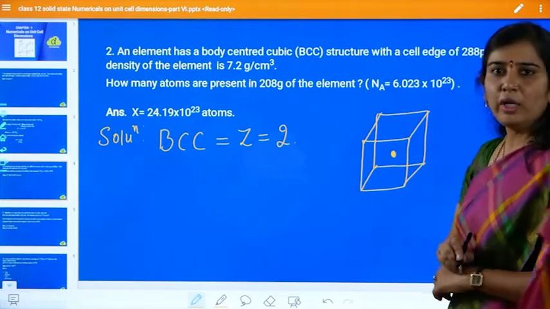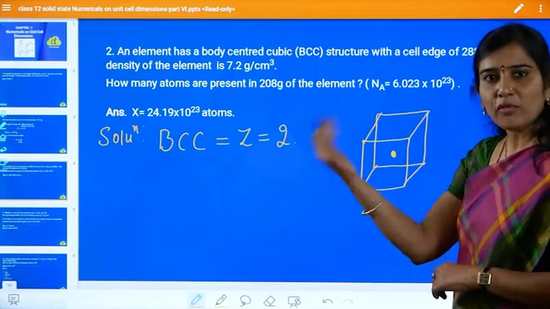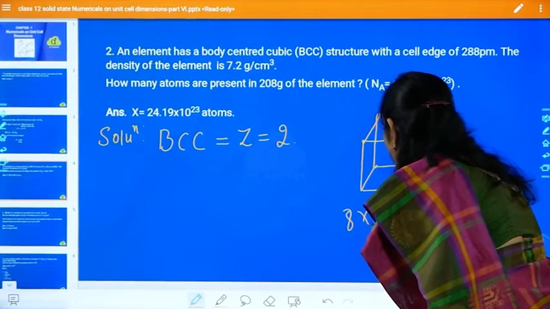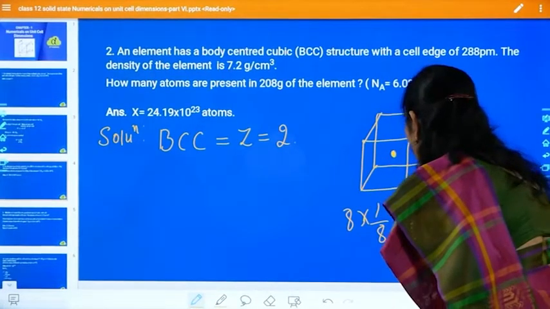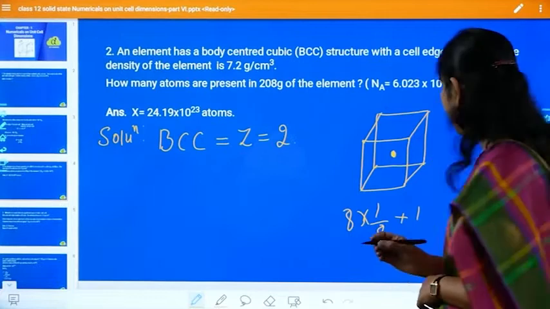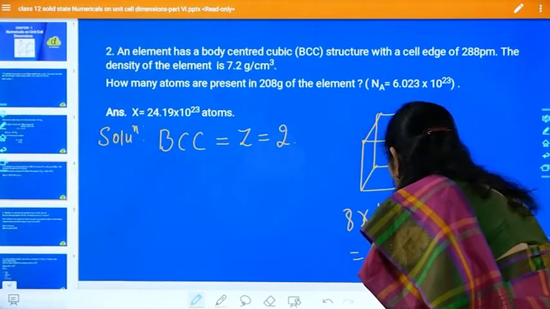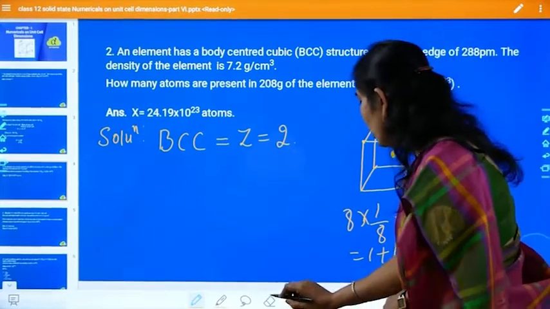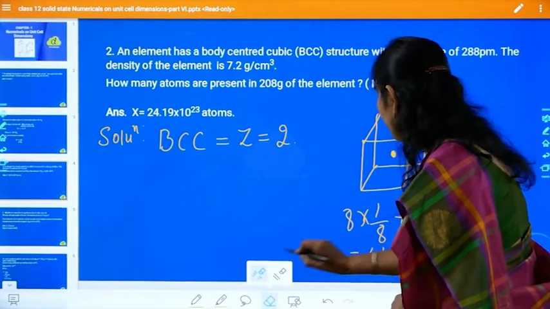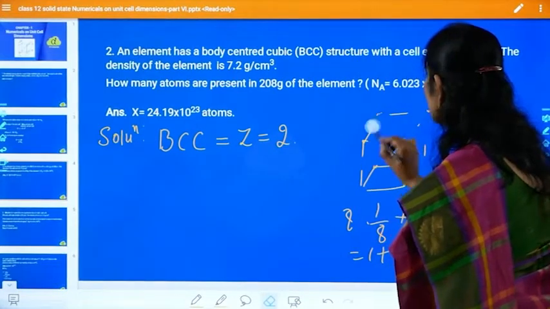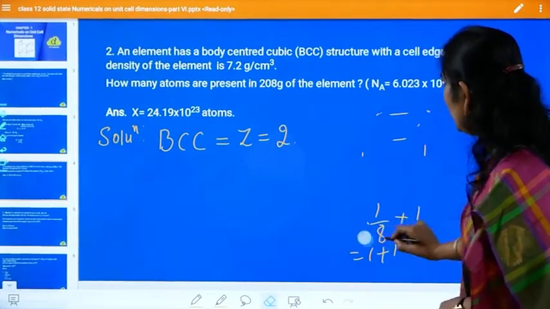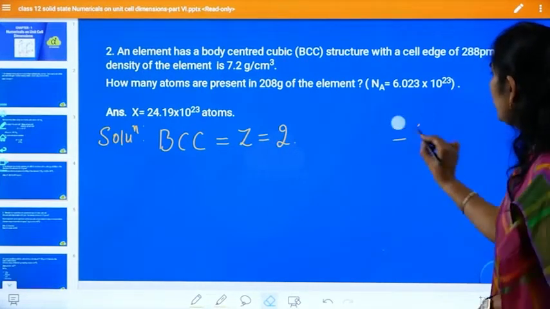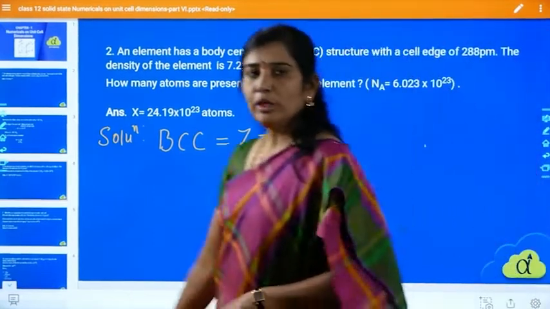So for this, how many atoms per unit cell? See, 8 into 1 by 8, this is with respect to the corner atoms, plus 1 with respect to the center. So for BCC, 1 plus 1 is equal to 2 atoms per unit cell. Already we have calculated this. So for BCC, the Z value is equal to 2. You can consider the Z value as 2 for BCC. You need not get confused.